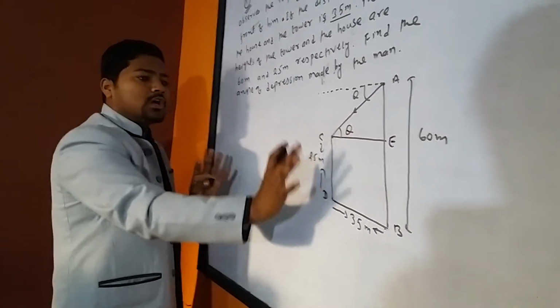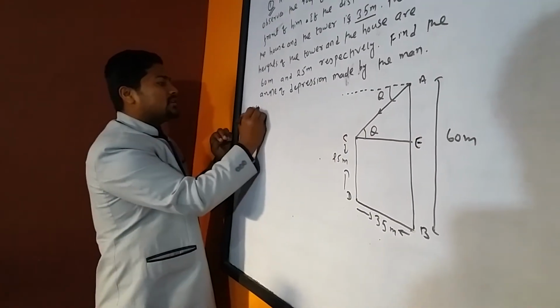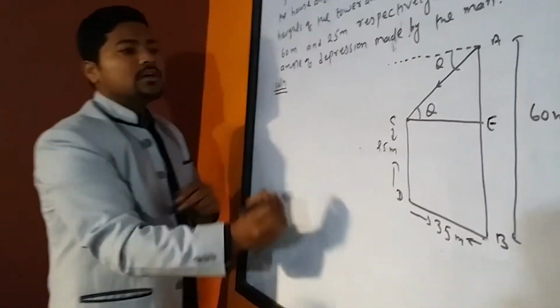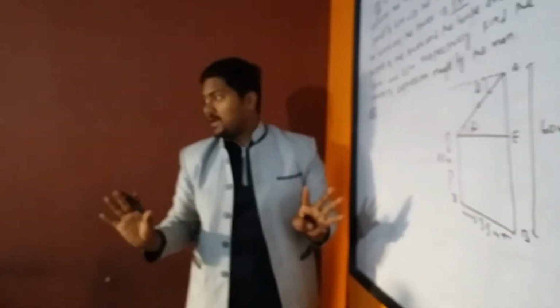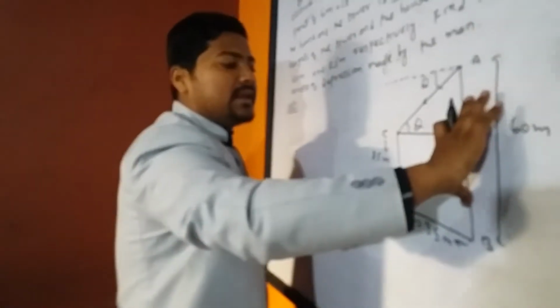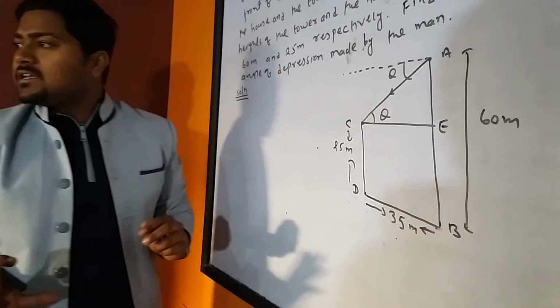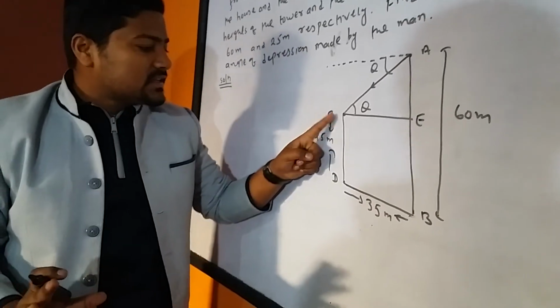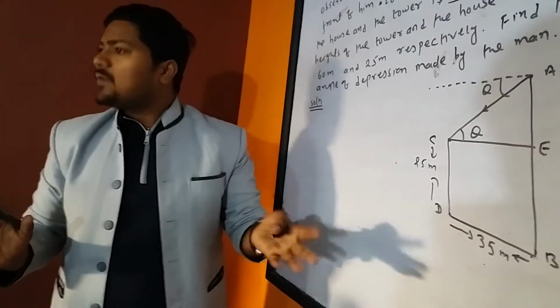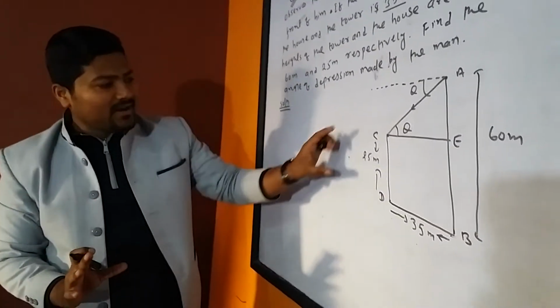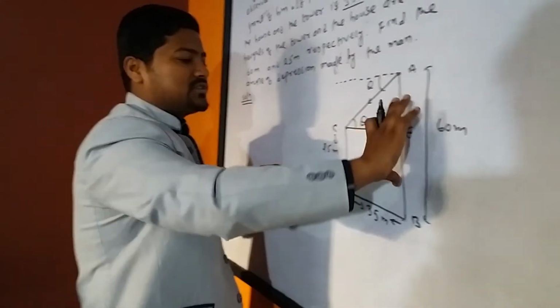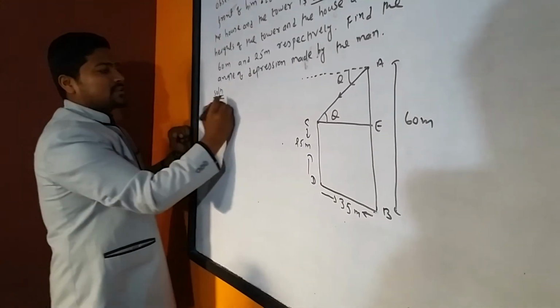Before solving these questions, we have to write the language here. Without writing this, you will not get marks. First of all, write: let AB be a tower and CD be the house. Note that AB is the tower and CD is the house.